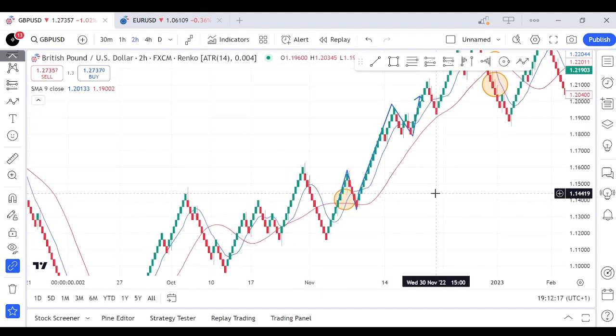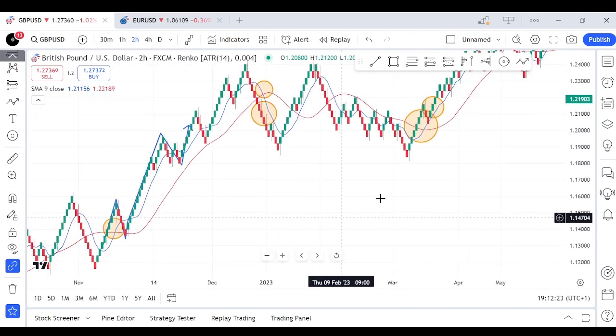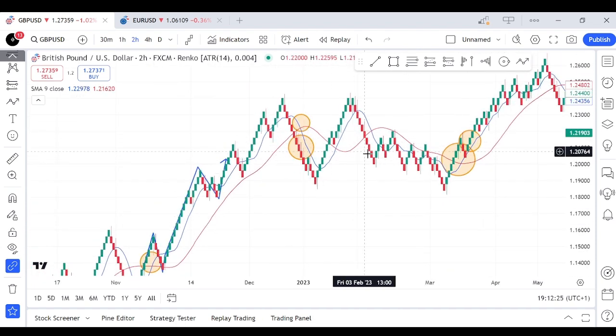So this strategy tends to perform best in trending markets. In ranging markets, it may generate frequent crossovers that could lead to whipsaws, just like we had here. So therefore, it's important to consider the overall market context when using this system.